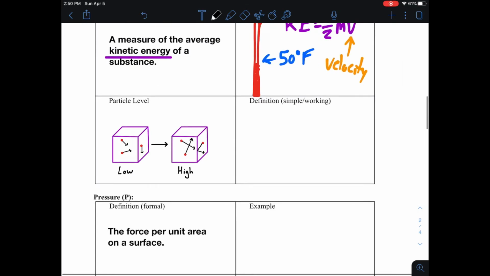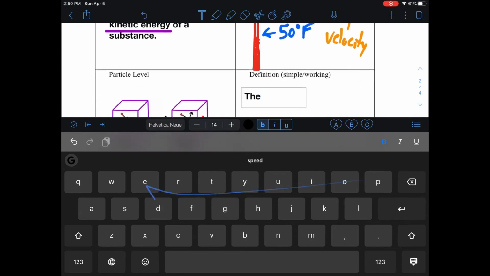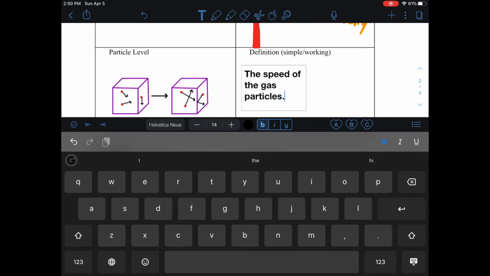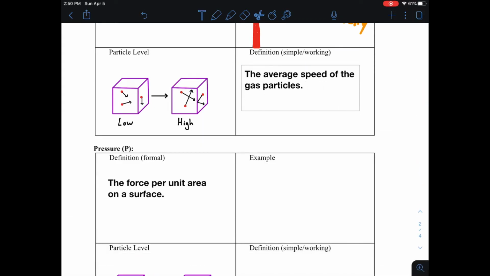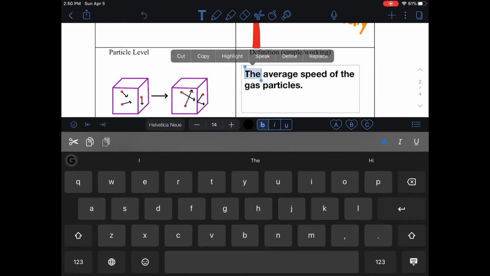Like that. So, sure, we think of temperatures in terms of Fahrenheit and Celsius, but I want you to think qualitatively about what's happening at the particle level. A good working definition for gas chemistry is that temperature is really the speed of the gas particles. I'm going to add a word in there, the average speed of the gas particles, because some particles might be moving faster than others at the same temperature, but on average, they're going to have a higher temperature, or a higher speed, I mean.